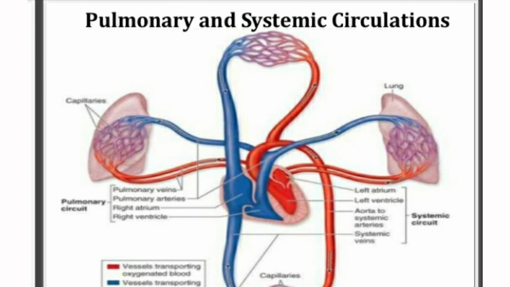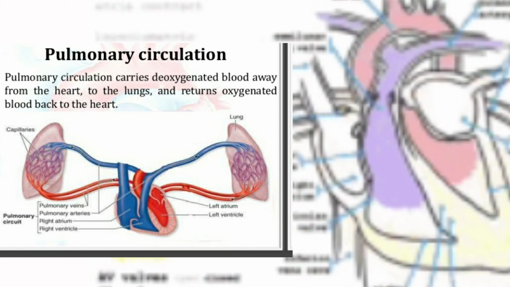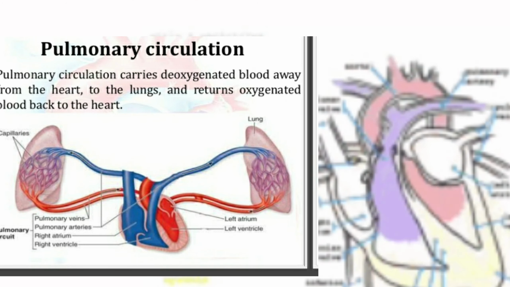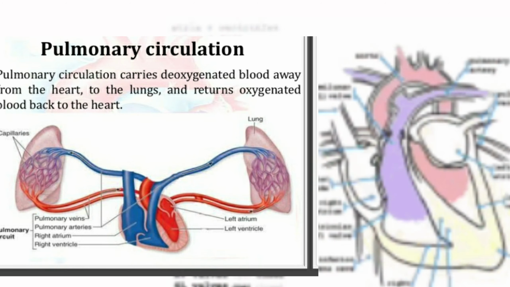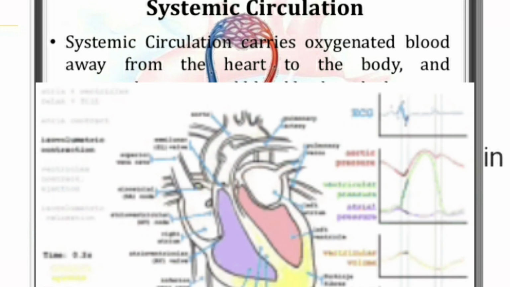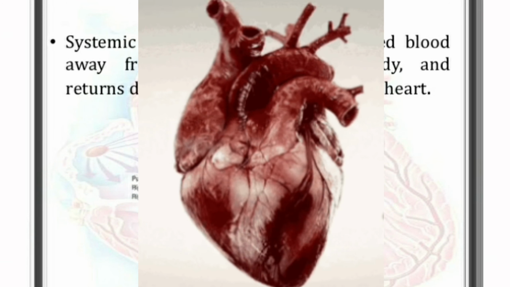There are two types of circulations within the body, children, that is pulmonary circulation and systemic circulation. Pulmonary circulation is responsible for carrying deoxygenated blood away from the heart to the lungs and then brings oxygenated blood back to the heart. And in systemic circulation, the oxygenated blood is pumped from the heart to every organ and tissue in the body, and deoxygenated blood comes back again to the heart.